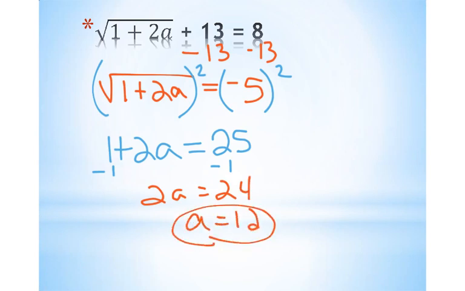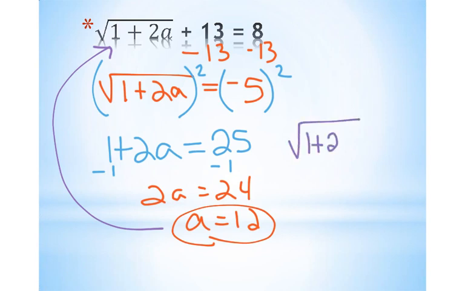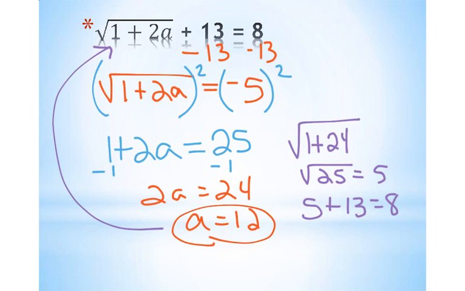Okay, that's my answer, but we have to make sure we check it. This is not just recommended, you have to do this in these types of equations. So we're going to do the square root of 1 plus 2 times 12, and that's the square root of 25. The square root of 25 is 5, and then I'm going to do 5 plus 13 equals 8. Well, obviously that is not true. So what happens is we now have what we call an extraneous solution because it doesn't actually work, and so we will just say that there is no solution.